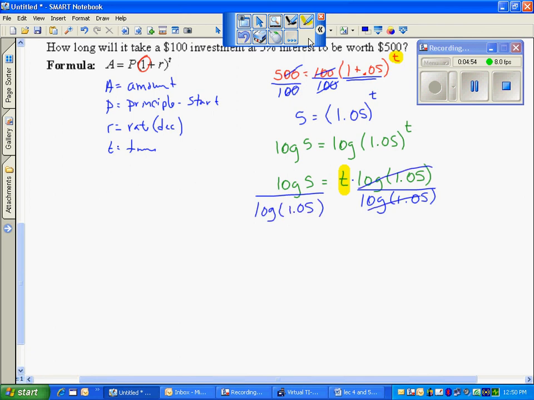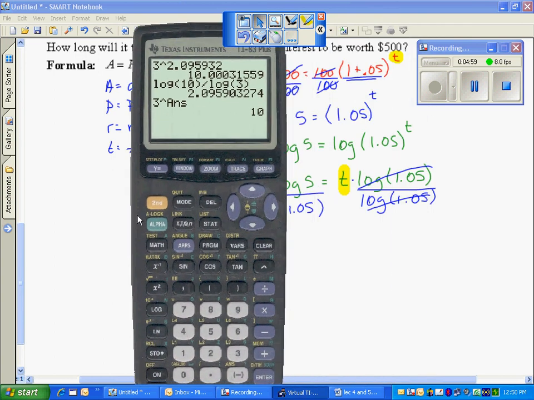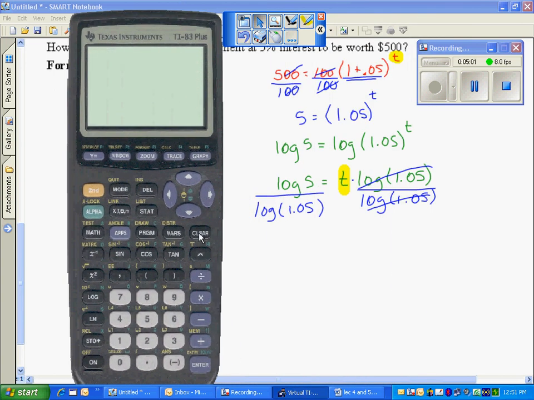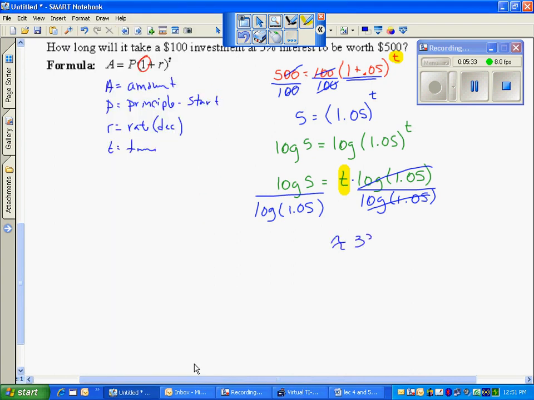On my calculator, I take log of 5 and divide it by that other log. So I'm going to go log of 5 divided by the log of 1 5/100. When I push enter, it tells me it's going to take me 32, almost 33 years for me to take $100 and make it worth 500. So your money does grow exponentially. It does take a while, but if you think about $100, I quadrupled it, and it happened in approximately 33 years.